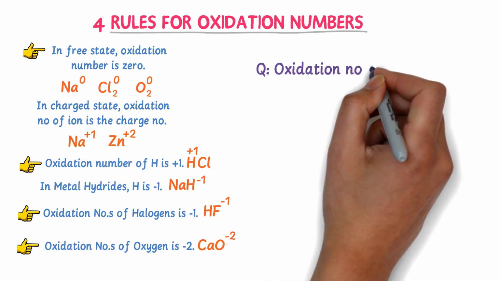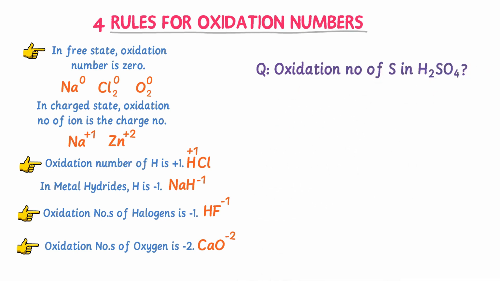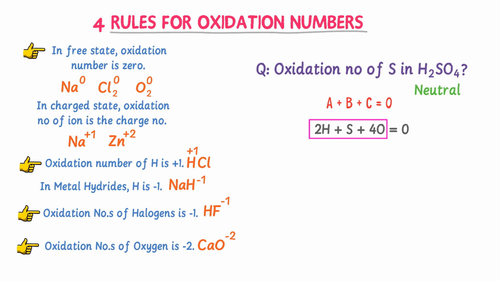Find the oxidation state of sulfur in H2SO4 or sulfuric acid. Well, it is a neutral molecule. The overall charge on it is 0. So the sum of all oxidation numbers must be equal to 0. I write 2H plus S plus 4O is equal to 0 because there are 2 atoms of hydrogen, 1 atom of sulfur and 4 atoms of oxygen present in H2SO4.